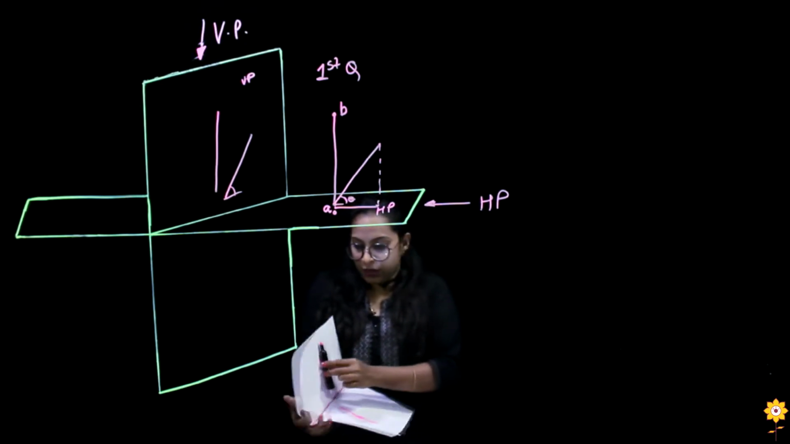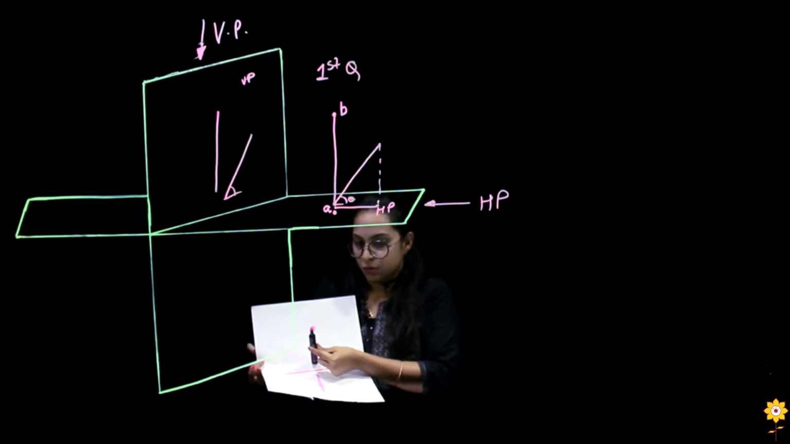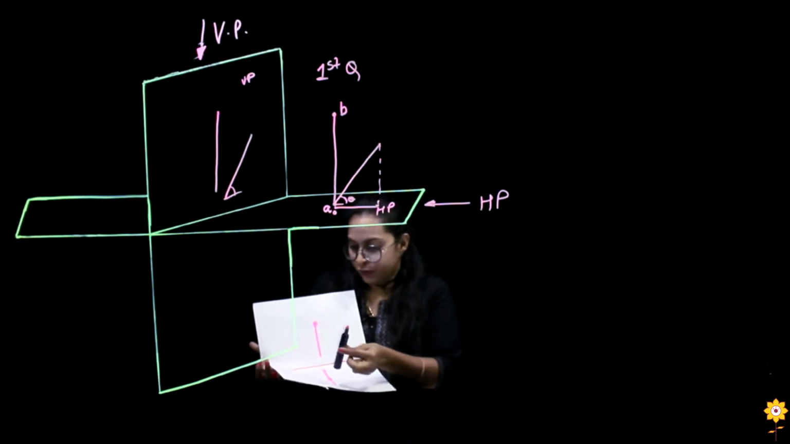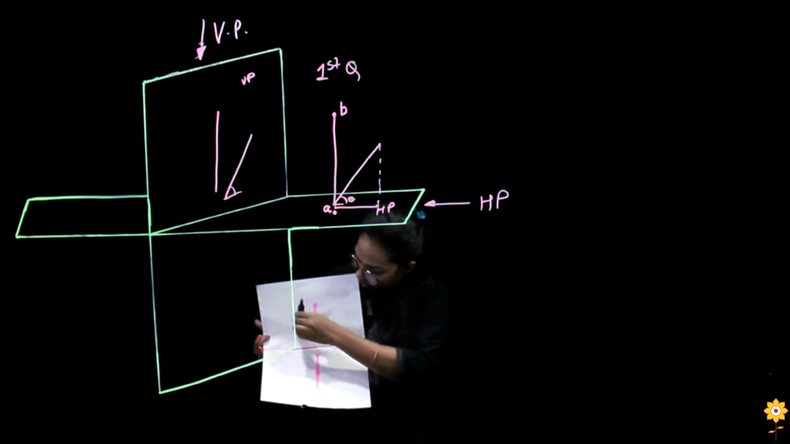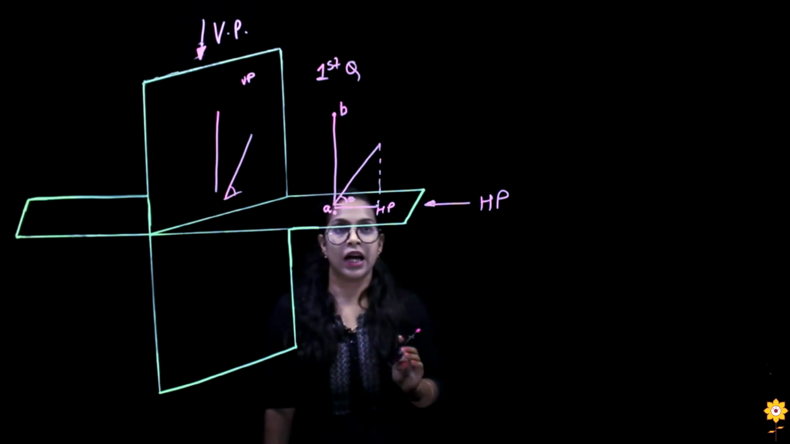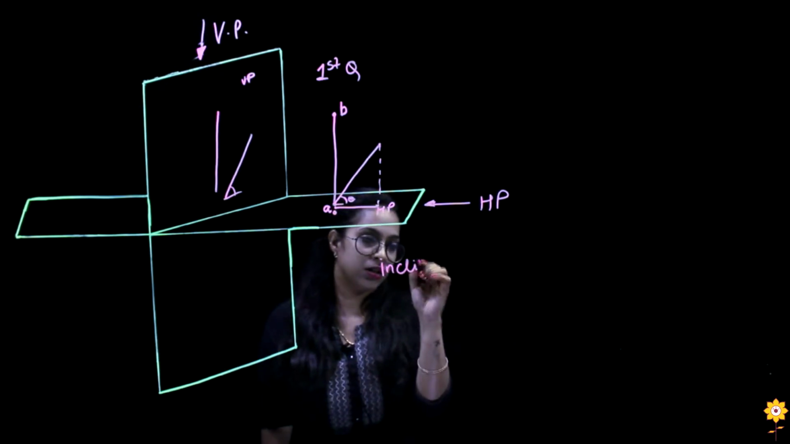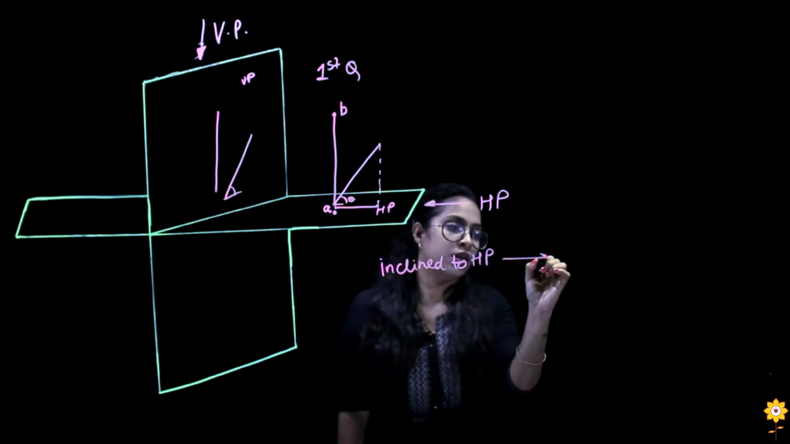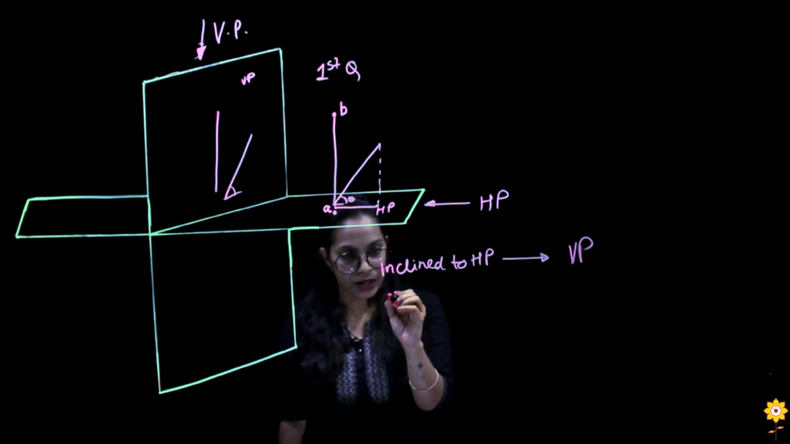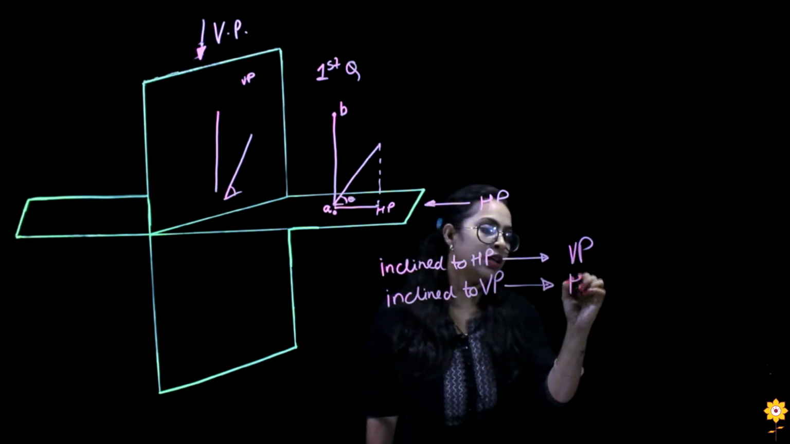Now if I keep this object inclined to VP like this, from the top you would see that inclination on HP, but from the front you would see a line which is the representation of this. So from this what we conclude is, when we have a line which is inclined to HP, we are able to see that inclination in VP. When a line is inclined to VP, we are able to see that inclination in HP.